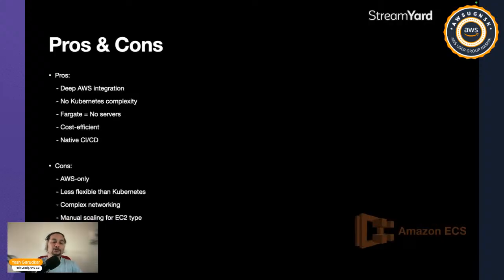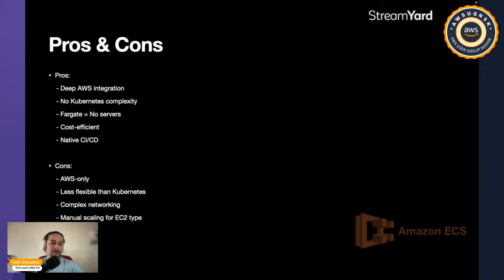When you are deploying to ECS, of course, it's an AWS managed service, so it is always going to be on AWS. You cannot deploy it anywhere else. It is less flexible than Kubernetes because Kubernetes has its own set of functions that it can do. AWS manages your load balancing.